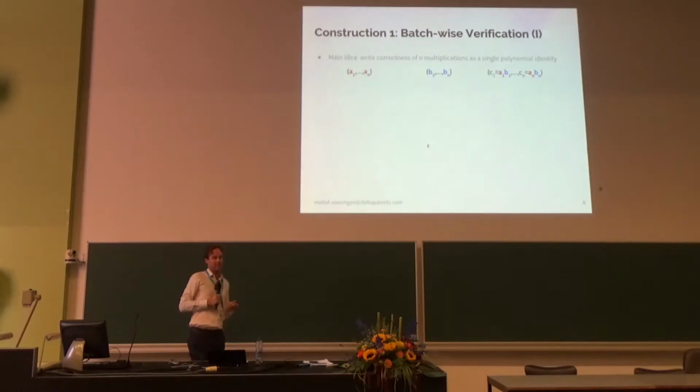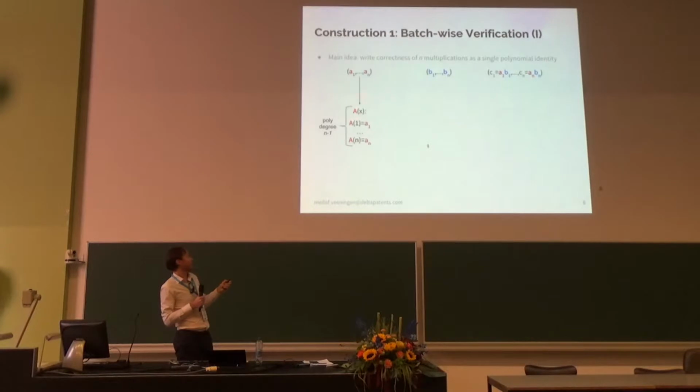And the main idea of this batch-wise multiplication verification is that you're going to write these n equations over numbers as one single equation over polynomials. How do you do this? Well, you can do this by interpolation. Based on these values a1 to an, you can define the polynomial a of x just by polynomial interpolation. You define this polynomial to be the polynomial that in the point 1 has the value a1, in point 2 it has the value a2, etc., up to the value n, it has the value an.